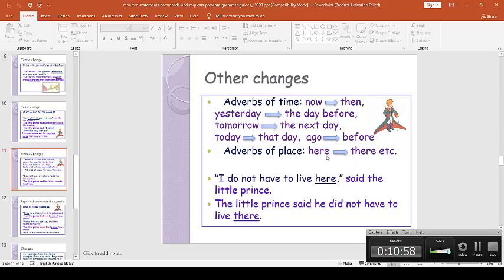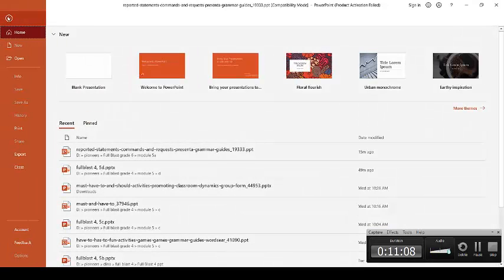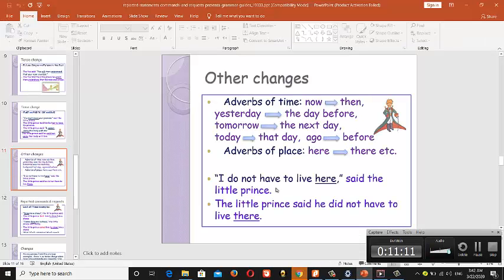And if you see here, it will be there. Okay. And if you have this, it will be that. "I don't have to live here," he said, said the little prince. The little prince said he didn't have to live there. I change here into there, and I have he don't, change it into didn't. Present simple, past simple. Okay.